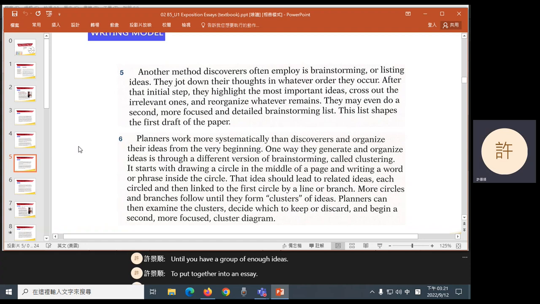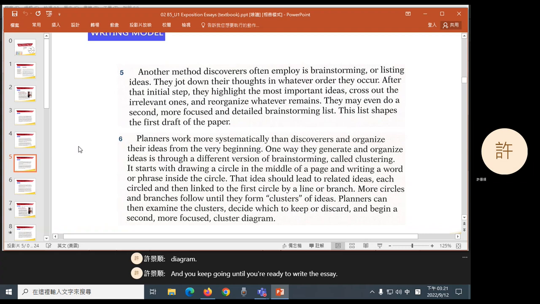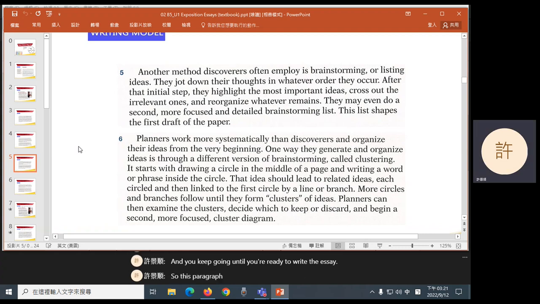Planners can then examine the clusters, decide which to keep or discard, and begin a second, more focused cluster diagram. And you keep going until you're ready to write the essay. So this paragraph structure is also very similar.